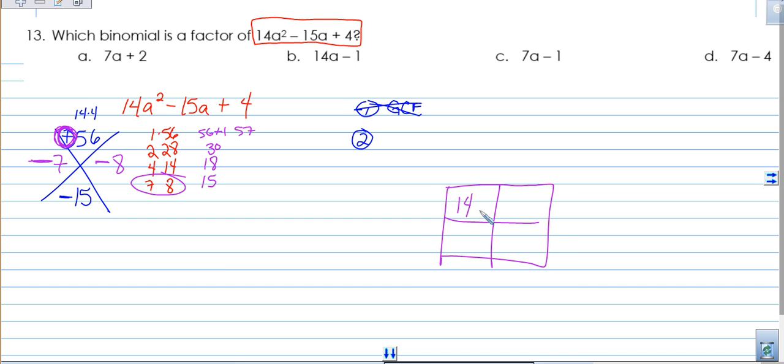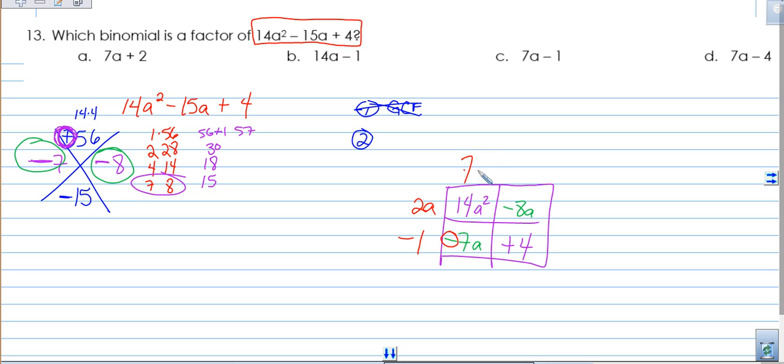put 14a squared. You take the plus 4, and then you take the negative 7 and the negative 8. You got negative 7a, negative 8a. Now we're going to look for like GCF. 14 and 8 have a 2 in common. They both have an a. 7 and 4 have nothing in common but a 1. They don't both have a letter, so you take out the 2a minus 1.